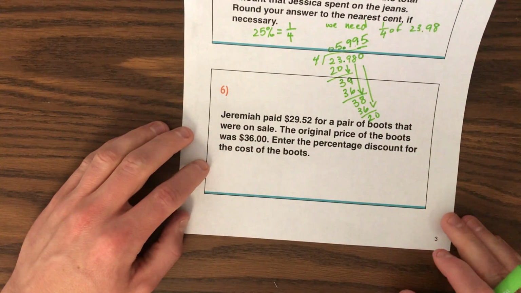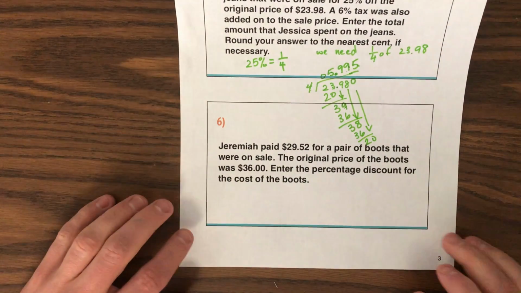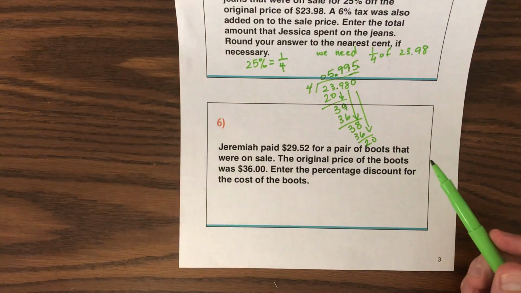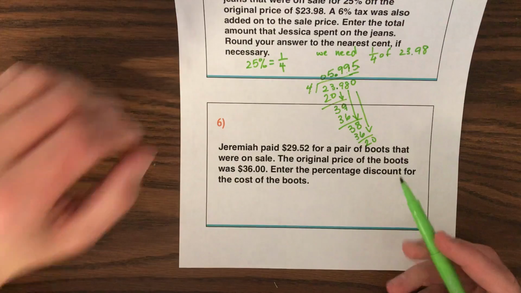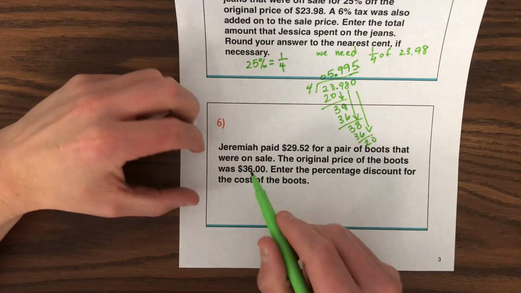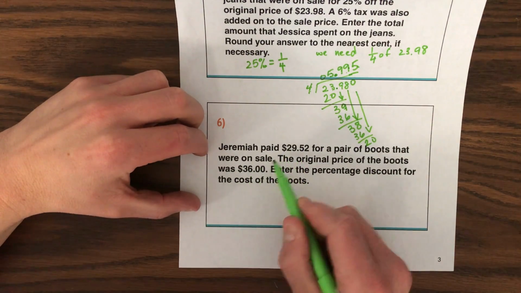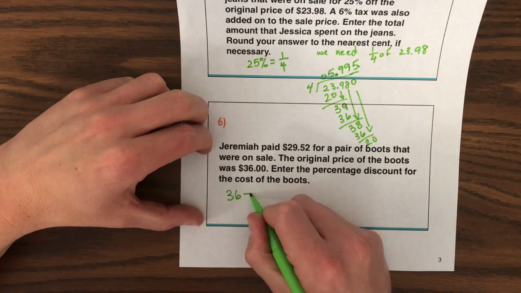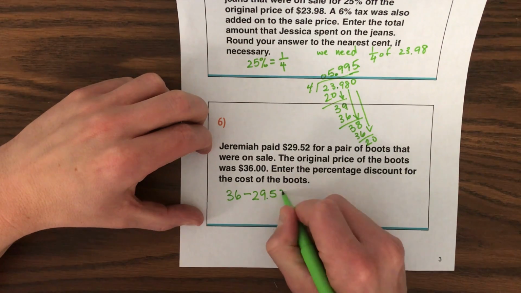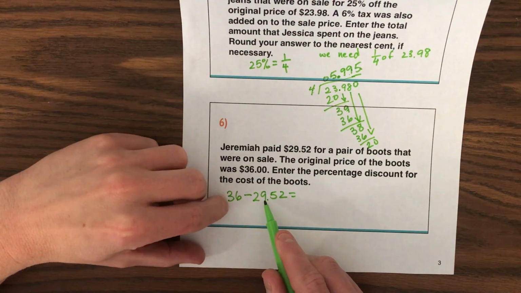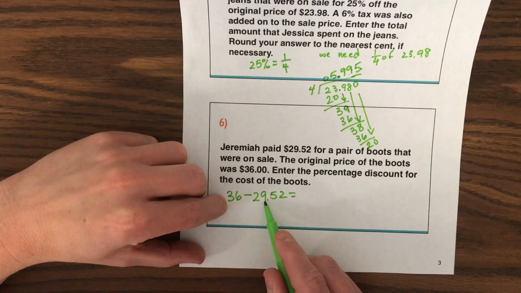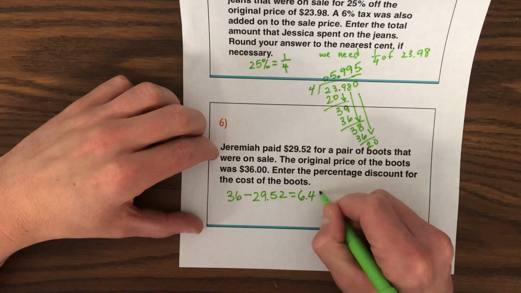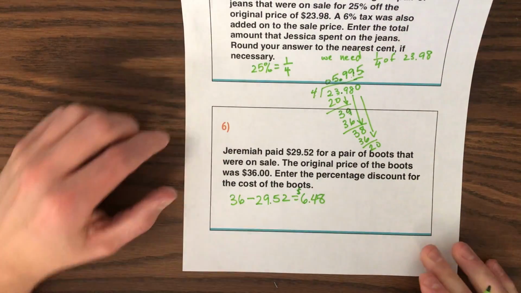All right, and the last one we're going to do, it says Jeremiah paid $29.52 for a pair of boots that were on sale, and the original price of the boots was $36. So enter the percentage discount for the cost of the boots. So first let's figure out how much was the discount, not in terms of percent, but just in terms of the dollars off. So 36 minus 29.52, well, $6 from 29.52 would get me to 35.52, and then I just need another 48 cents. So it's a $6.48 discount.